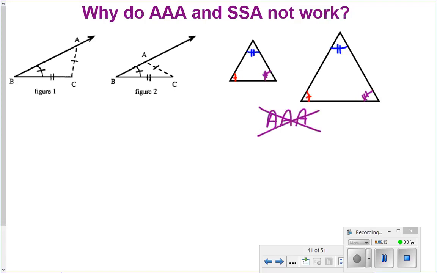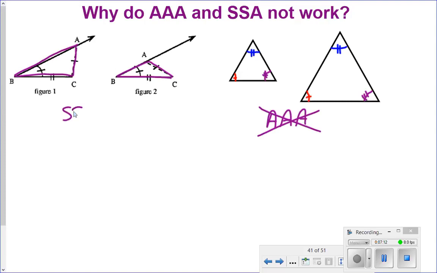Okay, the other combination of three items that does not work is side, side, angle. And that's the angle that's not in between the two sides. So we have a side, and we have an angle. You want to draw that in your notes. If I'm looking at triangle ABC and another triangle ABC, even though segment AC is congruent to segment AC, and segment BC is congruent to segment BC, and angle B is congruent to angle B, clearly those two triangles don't look the same. So they're not congruent.